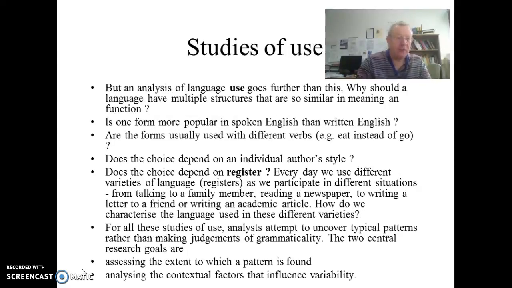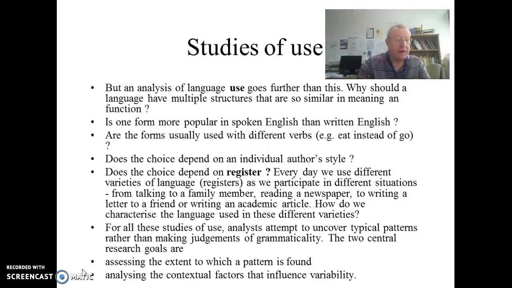But an analysis of language use goes further than this. Why should a language have multiple structures that are so similar in meaning and function? Is one form more popular in spoken English than written English? Are the forms usually used with different verbs, such as eat instead of go? Does the choice depend on an individual author's style? Does the choice depend on register?